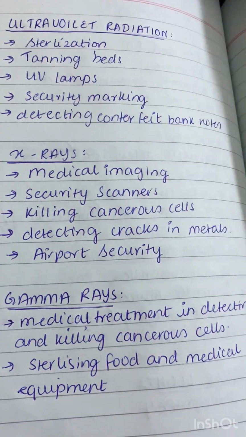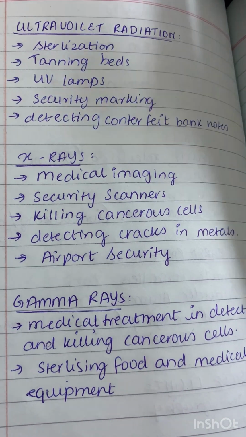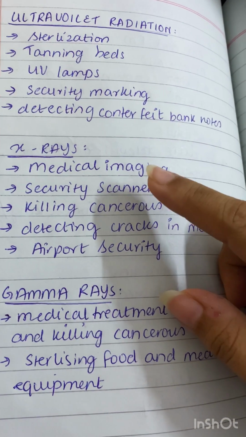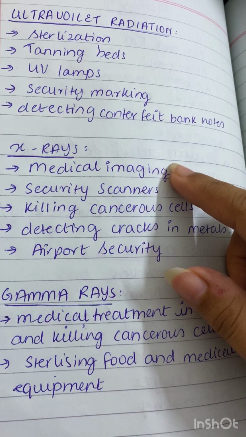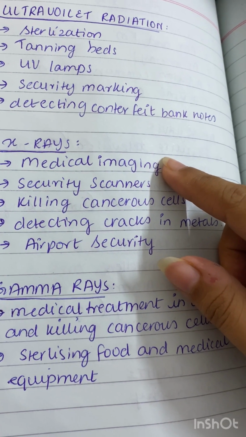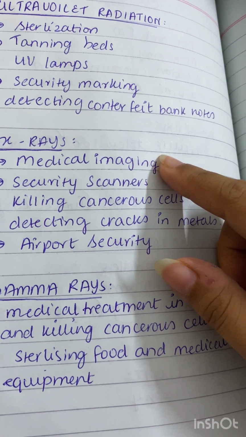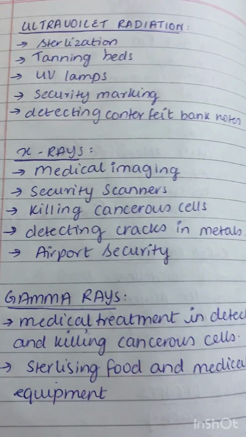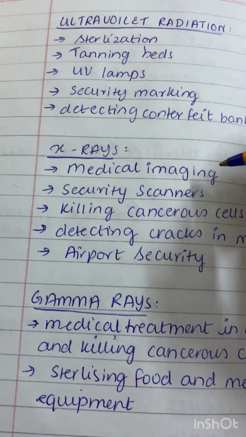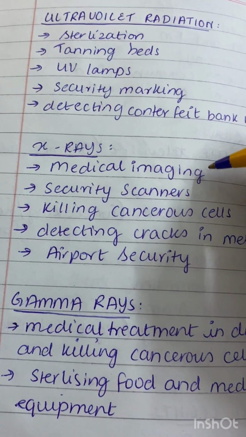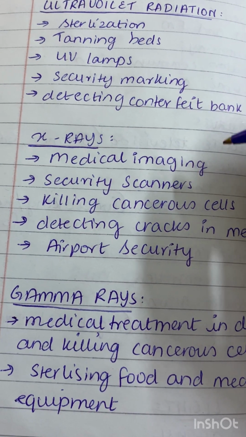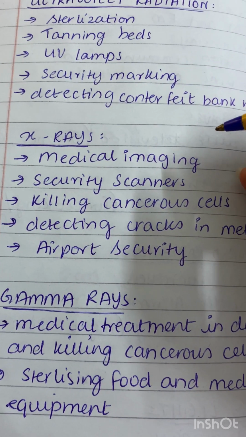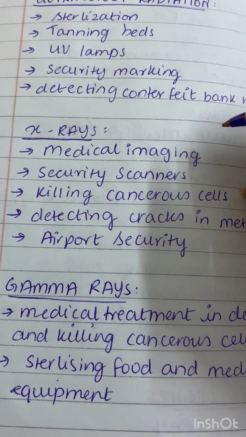Then we have X-rays. The most common purpose of X-rays, everyone is aware of it, is medical imaging. Like if you suspect that you have fractured a bone. So the most common application is medical imaging, like for instance when a person has fractured their bone or there's a crack in the bone. In order to identify that, X-rays are used.